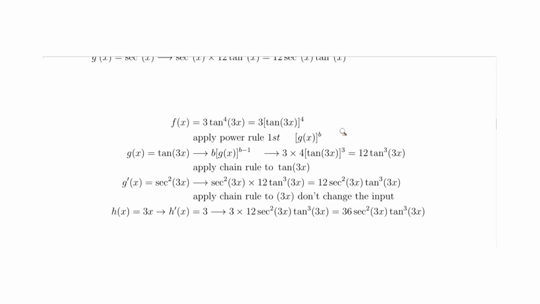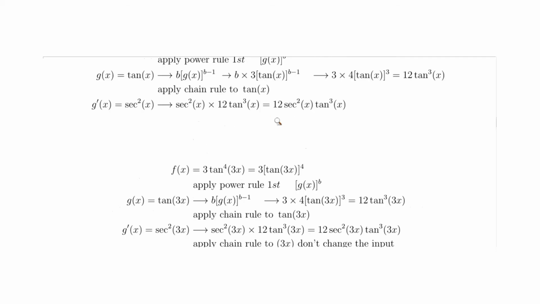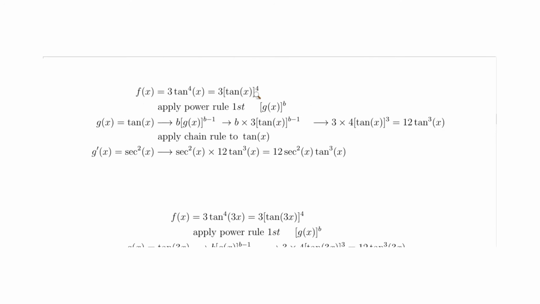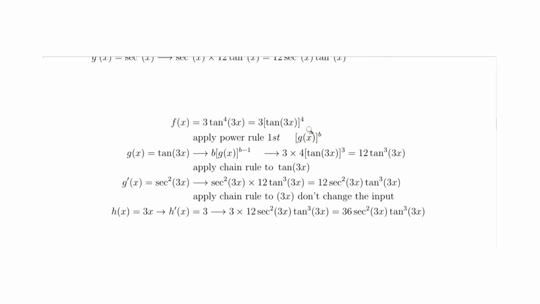So we've got to apply the chain rule twice if we look carefully here. So we've got 3 times tan to the 4 of 3x. So we set it up 3 times tan 3x to the power of 4. So you can see here the chain rule. We've got the tangent here, and we're also going to need to do it again for the 3x. So power rule first, 3 and the 4. It's almost the same function as before, 3 tan of x to the power of 4. But this time the input is 3x.